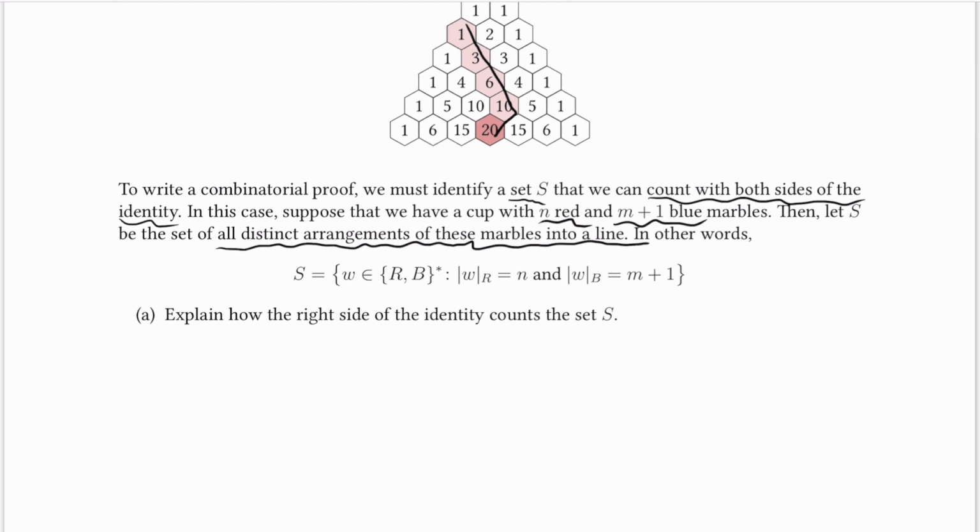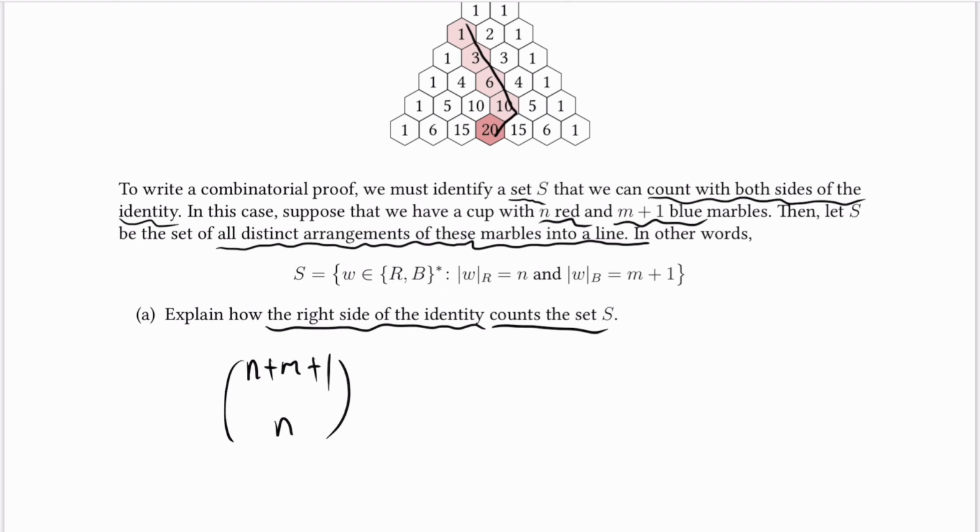It asks you to explain how the right side of the identity, which is this quantity here, counts the set S. Please pause the video and think about it. Now, let's look at the answer of this question.